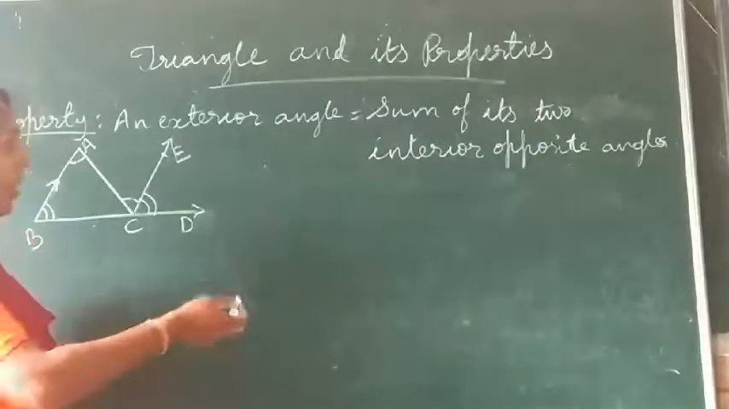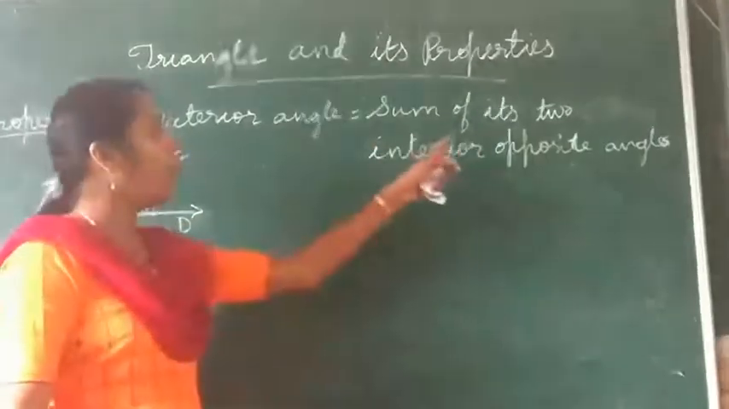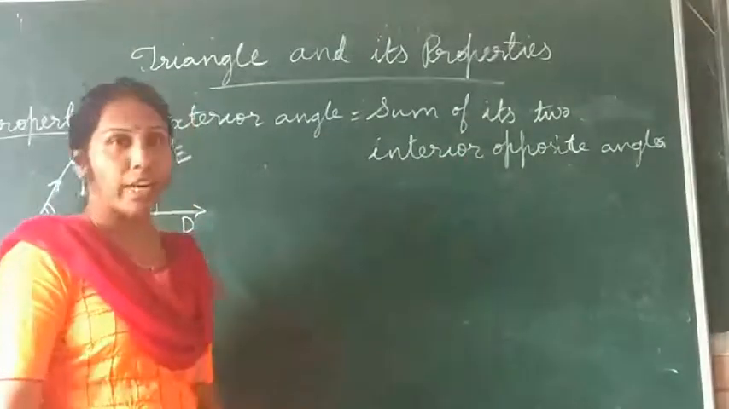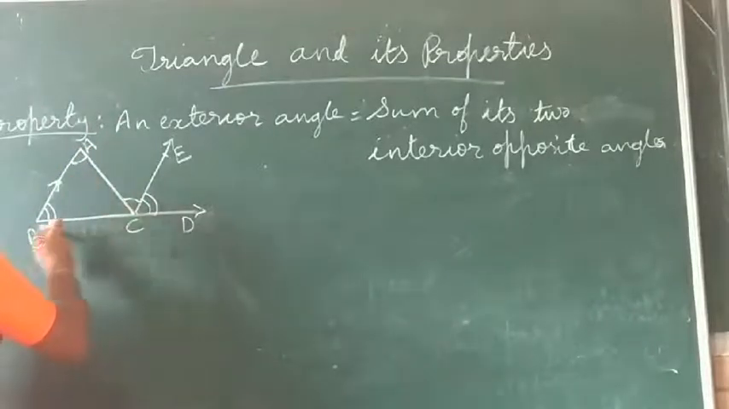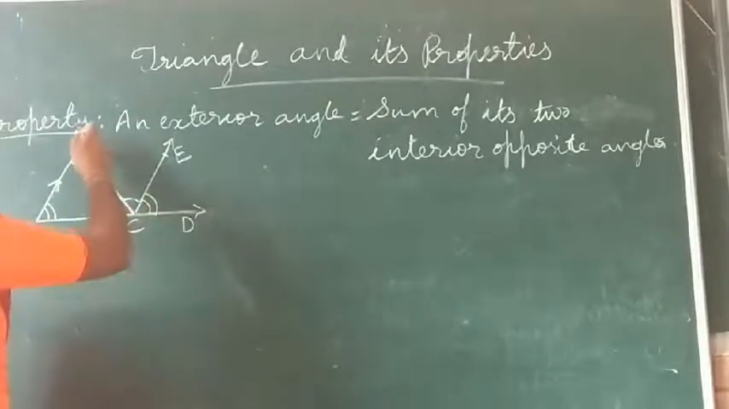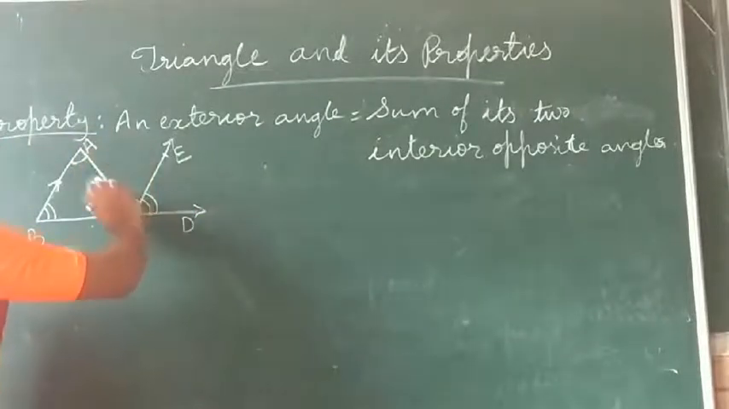So here we are going to prove the property that an exterior angle is equal to the sum of the two opposite interior angles for a triangle. Here I have drawn a triangle ABC and BC is produced to D such that an exterior angle ACD is formed, and we have two interior angles.